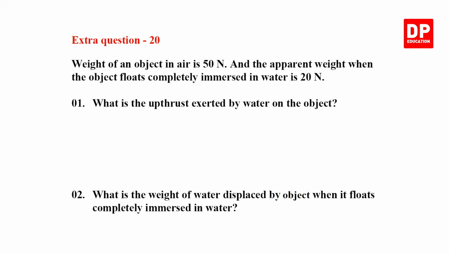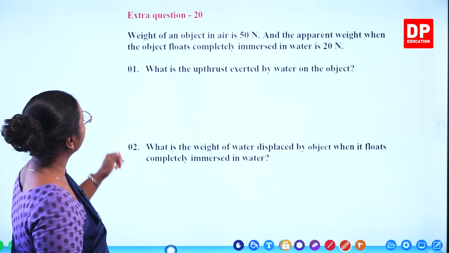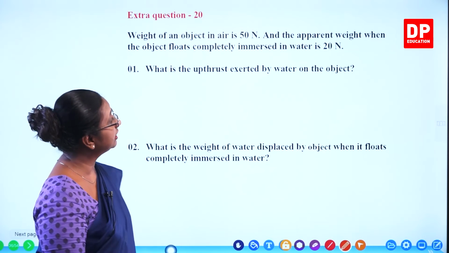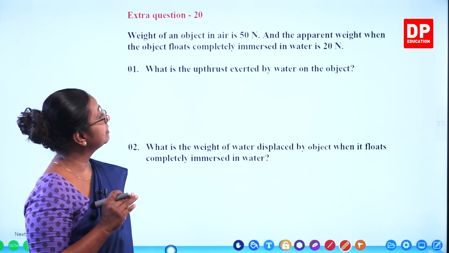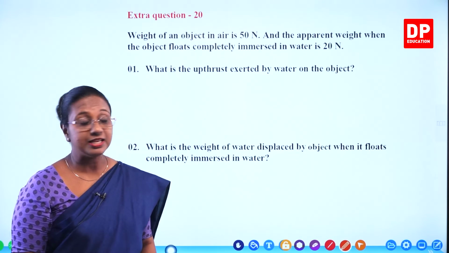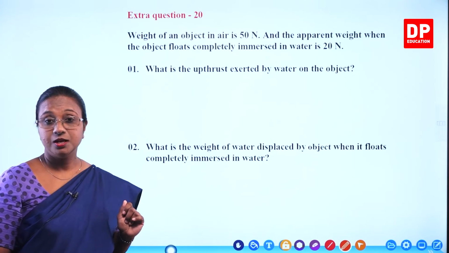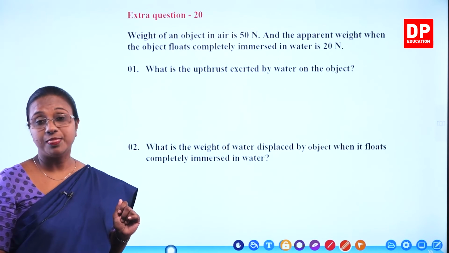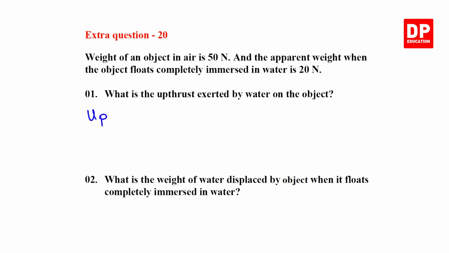Extra question 20. Weight of an object in air is 50 Newton and the apparent weight when the object floats completely immersed in water is 20 Newton. So there you all can see when it floats completely immersed in water, the apparent weight is 20 Newton. What is the upthrust exerted by water on the object? So here you all know upthrust is equal to the weight loss.